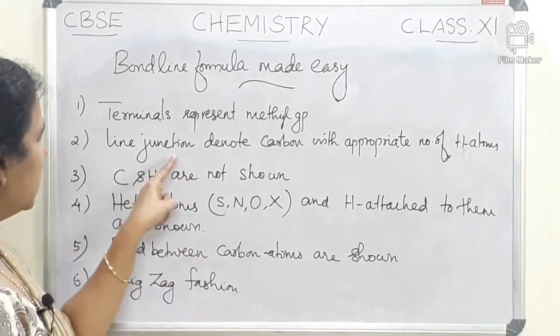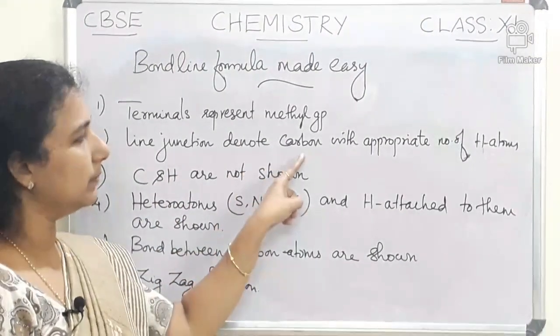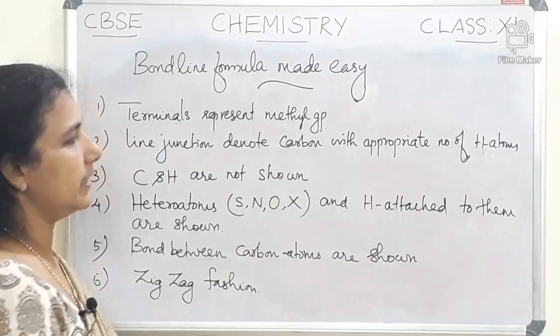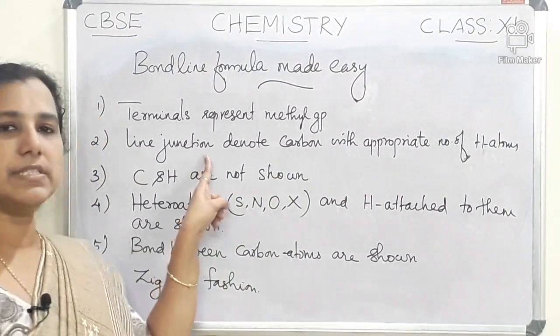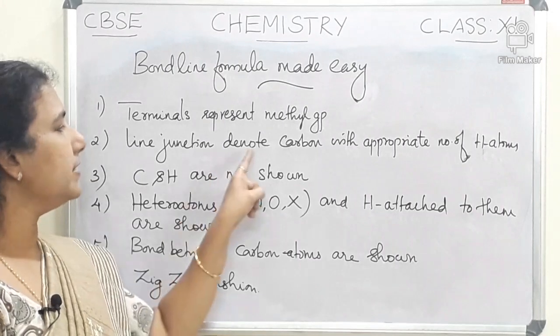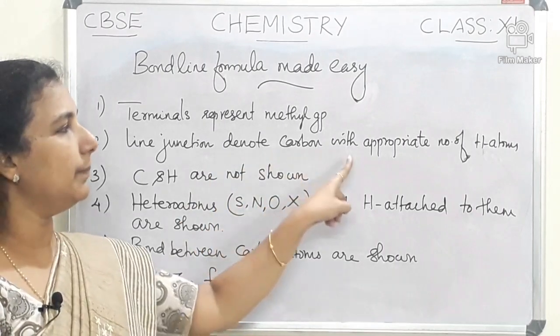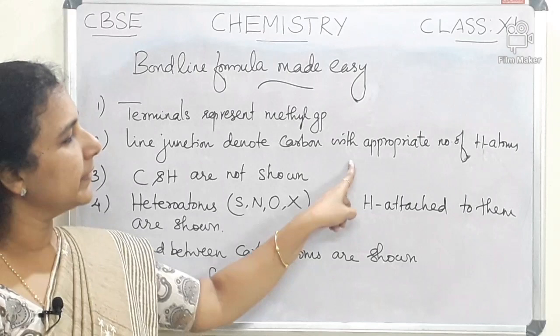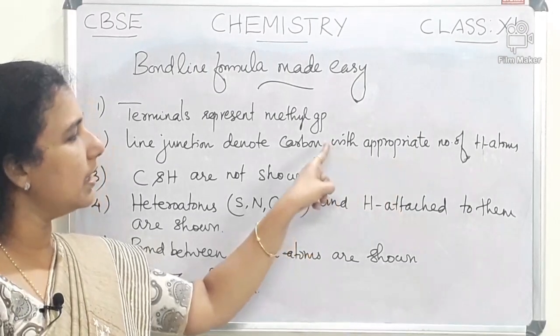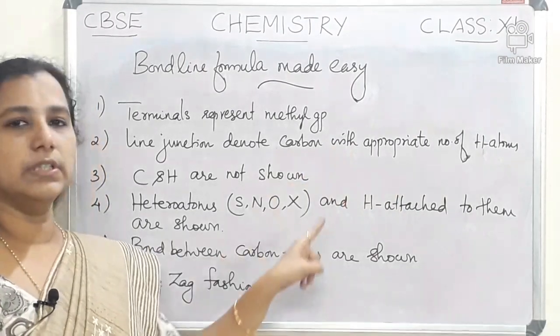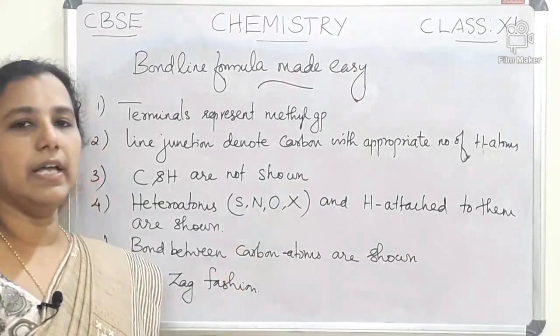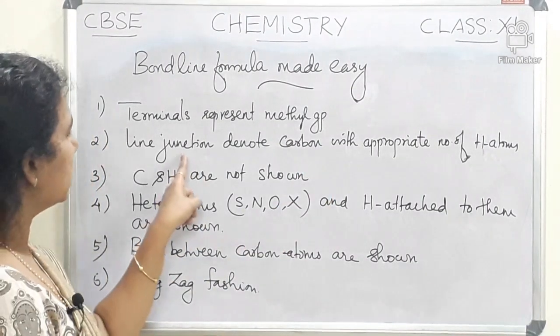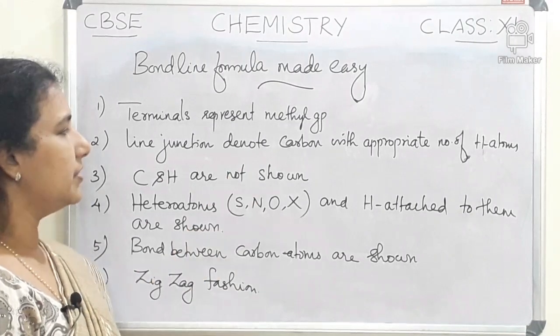Then the second point is that line junctions denote carbon with the appropriate number of hydrogen atoms. So there are line junctions in between, and those line junctions denote carbon with the appropriate number of hydrogen atoms. That means the number of hydrogen atoms required to satisfy the valency of the carbon atom is represented by the line junction.